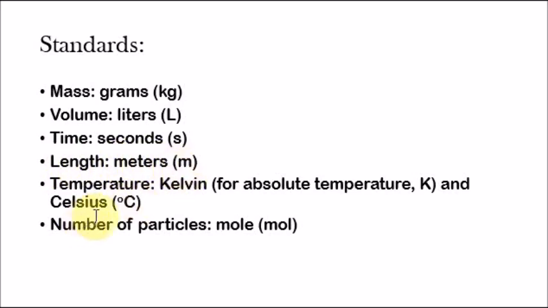Temperature can be measured in two ways, in Kelvin or in Celsius, and we're going to be diving into this a little bit more deeply in the next video. But for now, whenever we're talking about the absolute temperature of an object, we measure it in Kelvin, and the abbreviation, sorry, is capital K, and for Celsius, it's degrees, and then capital C.